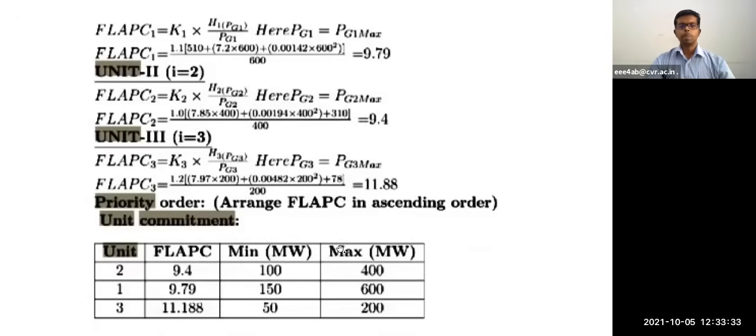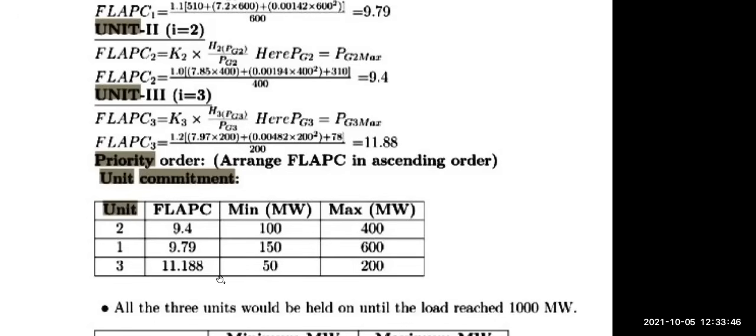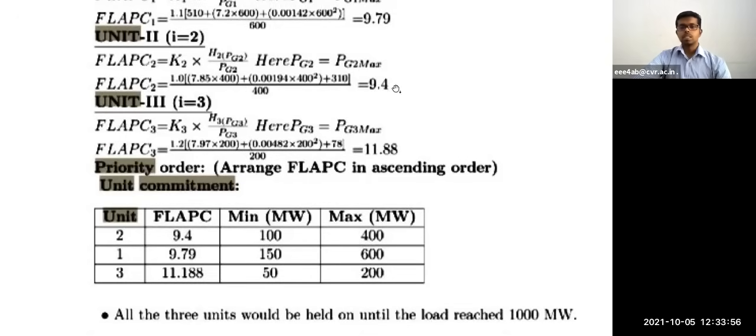Next, we need to frame the priority order. How to frame the priority order? We need to sort the FLAPC in the ascending order. Ascending order means whichever is the least cost, we need to sort first. So I think generating unit 2 is the first one. Then we can go for unit number 1 and unit number 3. So 2, 1, 3. Based on that, we already calculated.